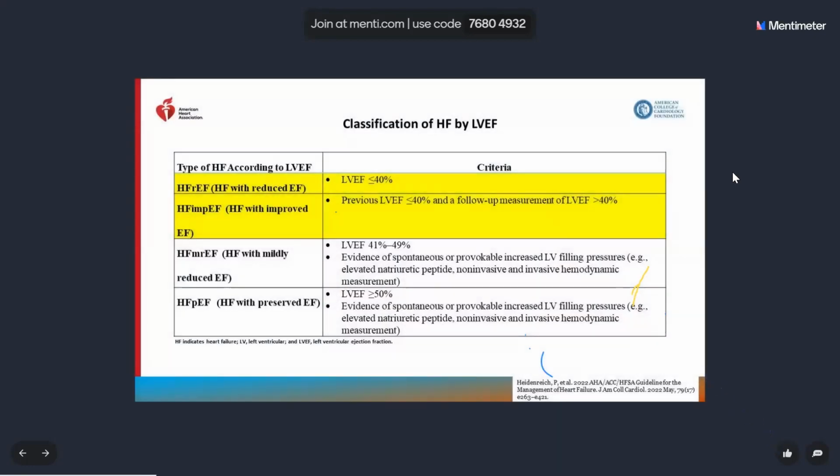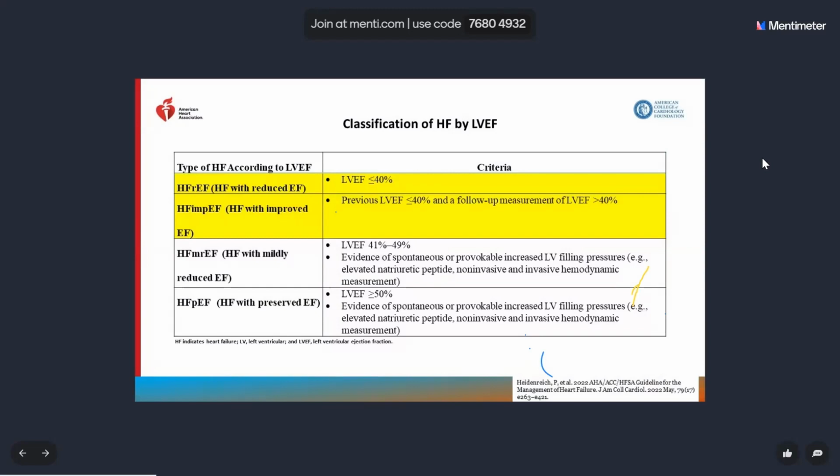And then finally, we have to know that we're looking at patients that have had or do currently have a reduced ejection fraction. And what does that mean? Well, the current definition is heart failure with a reduced ejection fraction being an ejection fraction of less than 40%.